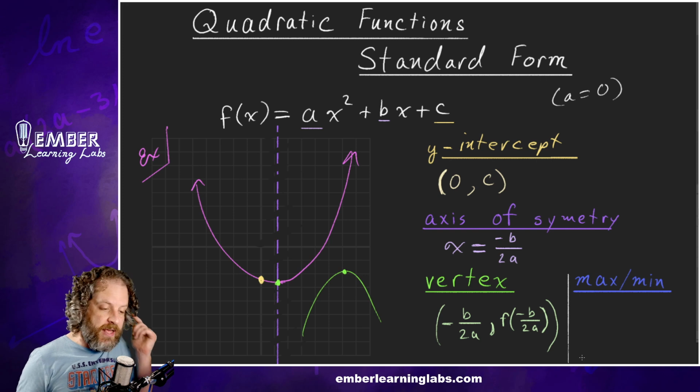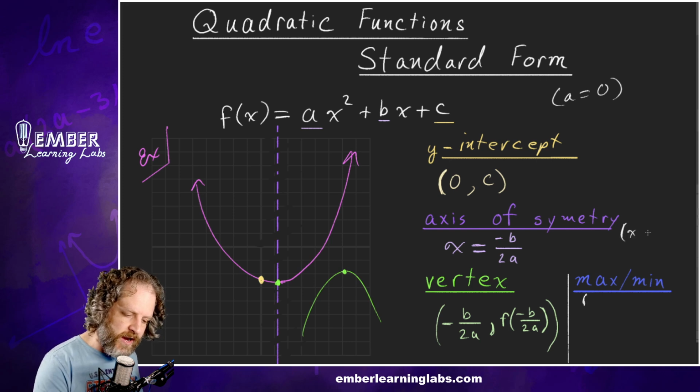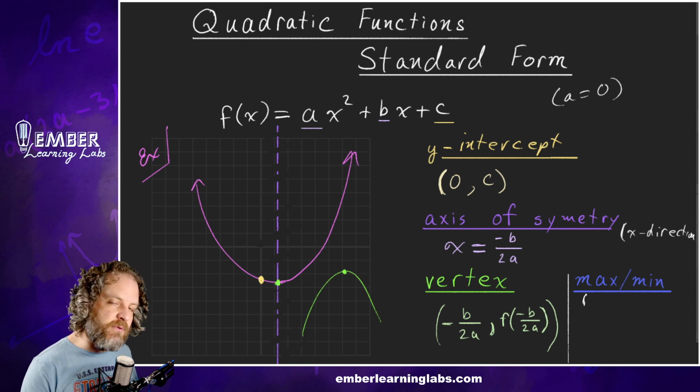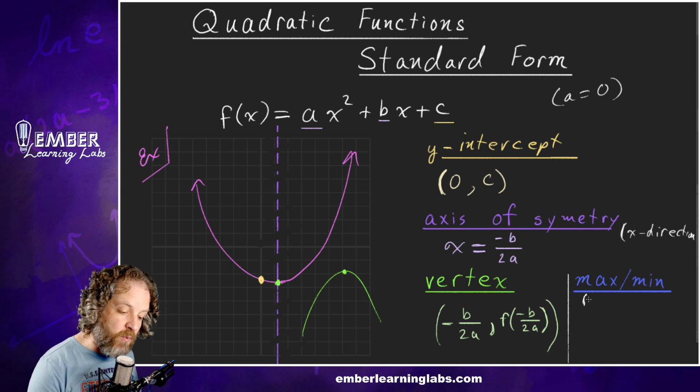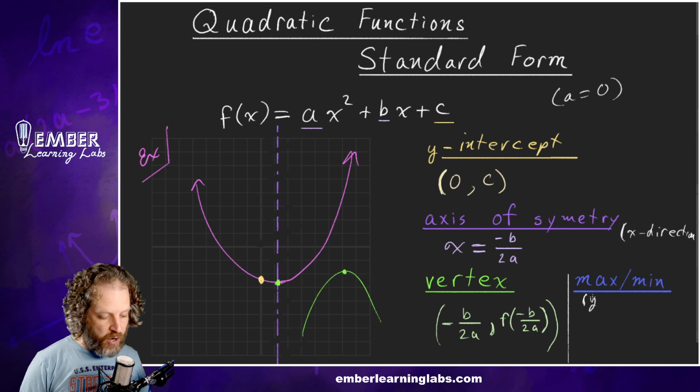Now, what about the maximum and minimum? It's very important that we understand that the axis of symmetry is in the x direction. In the maximum and minimum, we're talking about the y direction, so either the highest point or the lowest point.